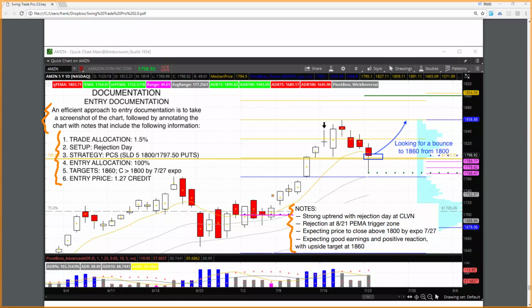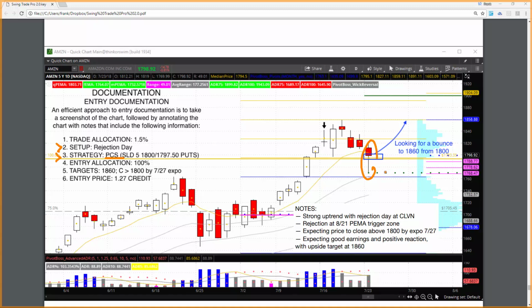And in this case, again, we had been trending higher in Amazon, in an uptrending market. We were retesting prior highs here, the previous month's highs, into an LVN, and formed a rejection day. Not a super strong rejection day, but again, a rejection day nonetheless. In this case, the trade allocation that I used was 1.5% of allowable trade allocation. Here, the setup was a rejection day. The strategy I chose to use this time was a put credit spread.